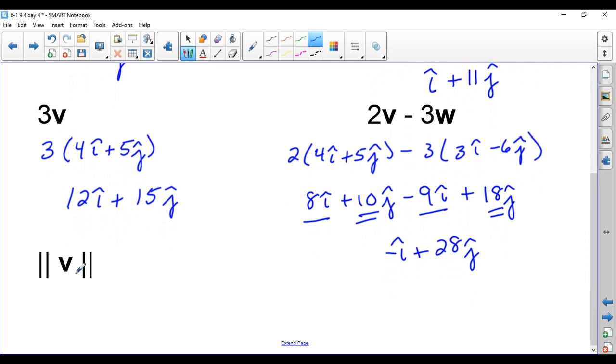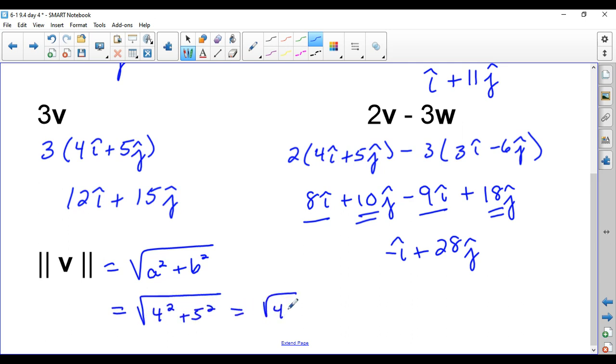This is the symbol we used the other day. The double lines on each side is magnitude. The formula for magnitude is the square root of a squared plus b squared. So v, the vector v, was 4i hat plus 5j hat. So this is the square root of 4 squared plus 5 squared, 16 plus 25, that's the square root of 41.